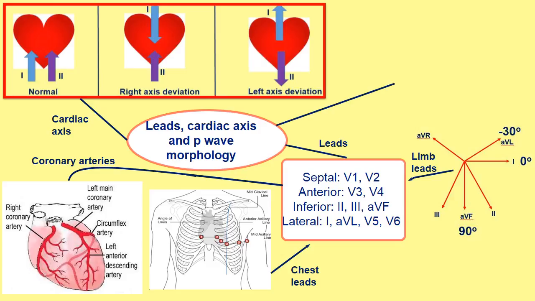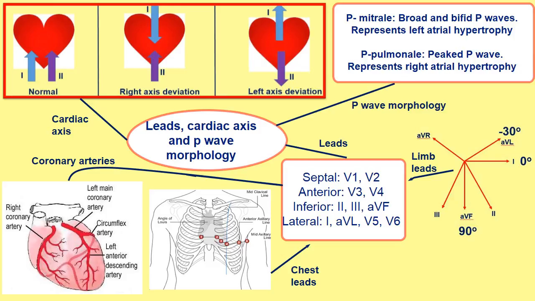But if one is pointing up and 2 is pointing down, then they've left each other, so there's left axis deviation. And also in P wave morphology, we talked about P mitralis, so that's broad and bifid P waves. The mitral valve is on the left side, so remember left atrial hypertrophy. And P pulmonale is a peaked P wave, which represents right atrial hypertrophy. The pulmonary circulation is on the right side, so P pulmonale, right atrial hypertrophy.